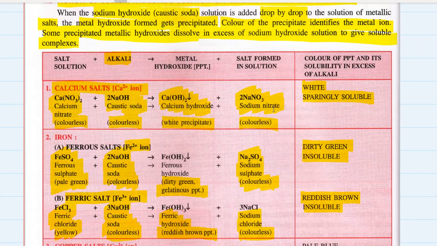And then we add the reagent, that is your alkali, in excess, and we observe whether the given precipitate is soluble in excess of alkali or not. Already they have given you all the details, so you have to memorize these details and answer the questions based on them in the exercise and in the exam. Now you understand the whole motive of the chapter.